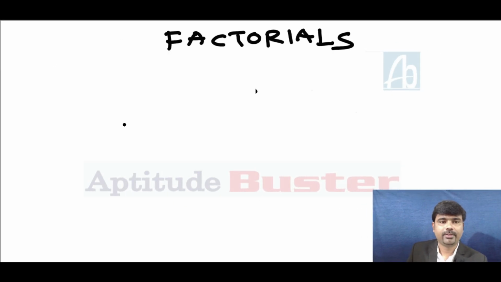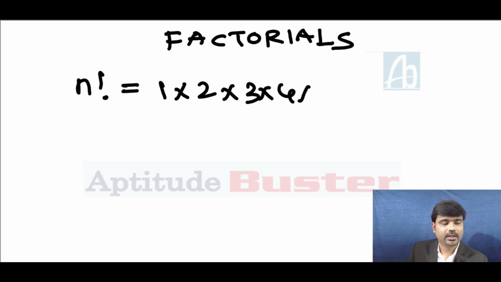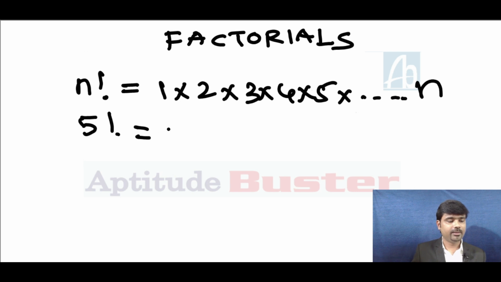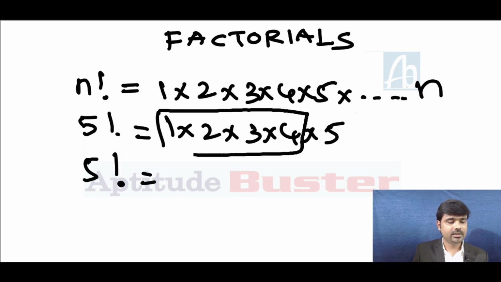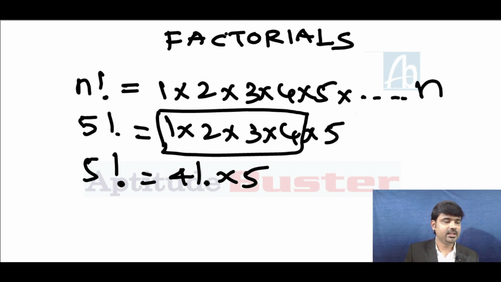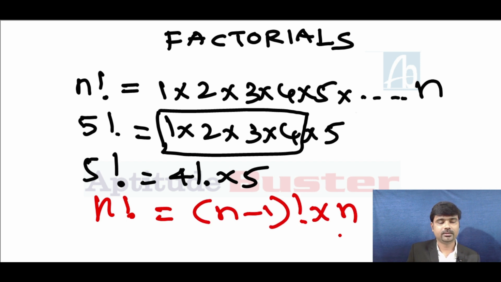Now we are going to discuss factorials. N factorial is 1 into 2 into 3 into 4 into 5 and so on up to n, the product of natural numbers up to n. For example, 5 factorial can be written as 1 into 2 into 3 into 4 into 5. Up to 4 it is nothing but 4 factorial, so 5 factorial is 4 factorial into 5. From this we can easily understand that n factorial is n minus 1 factorial into n. And one more piece of information: 0 factorial is 1 and 1 factorial is also 1.